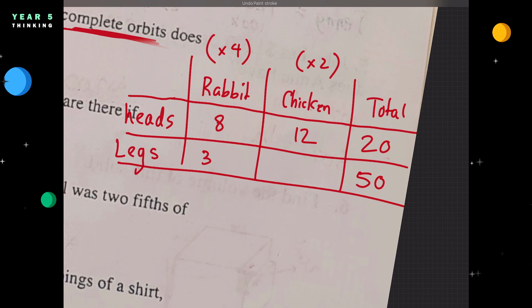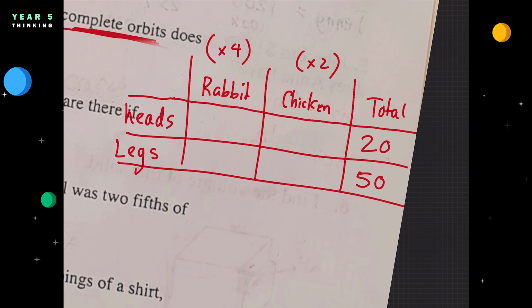Alright, so let's try 4 rabbits. If there are 4 rabbits, there'll be 16 chickens, right? 4 plus 16 is 20, which is what we want. If there are 4 rabbits, 4 times 4 is 16 legs. And chickens, 2 times 16 will be 32. Do they add up to 50? You get 48. Oh, very close. This plus this is only equal to 48, not 50 yet.